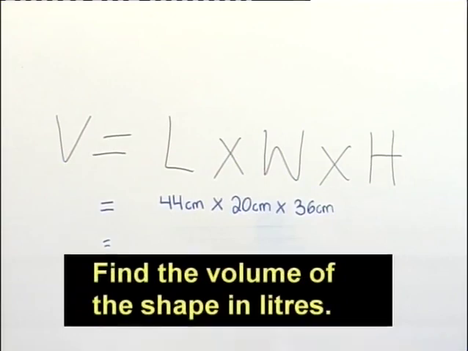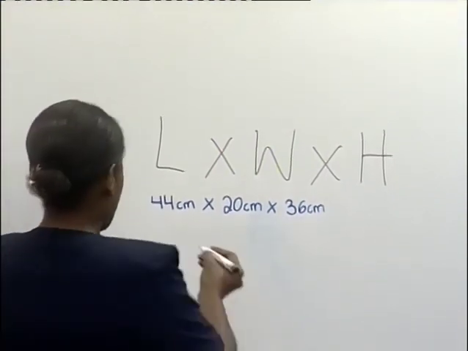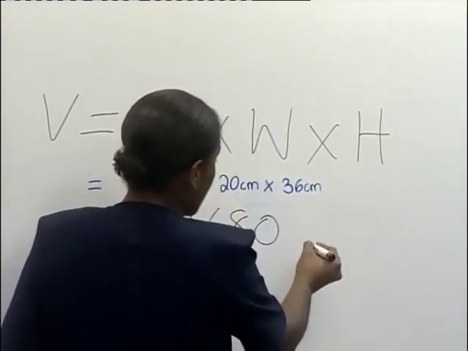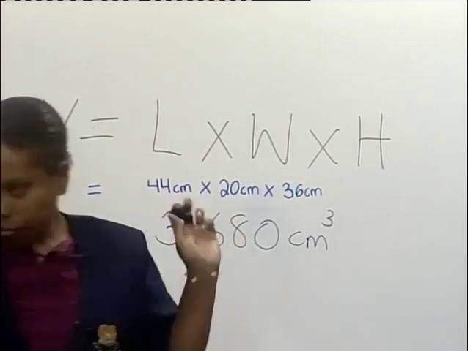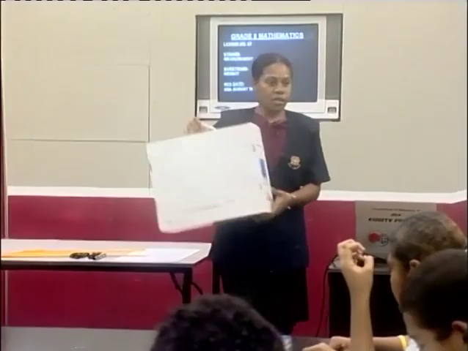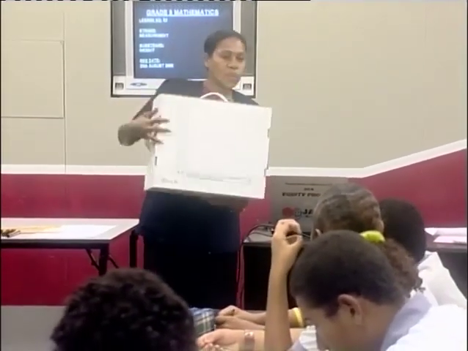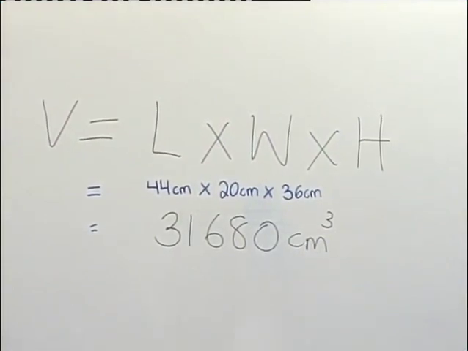Okay, good. Group D. 31,680 cubic centimeters. All right, that's the answer. Do the others agree with the answer? Yes? Okay, very good. So the volume of that shape, the volume of this cuboid, is 31,680 cubic centimeters. Now, the next question is, I want to find the volume of this shape in liters.